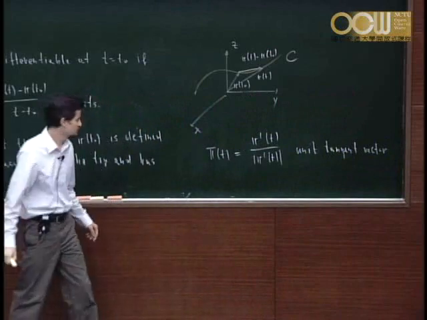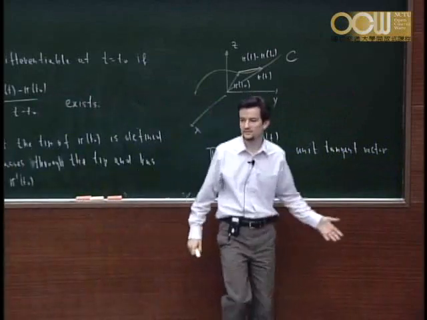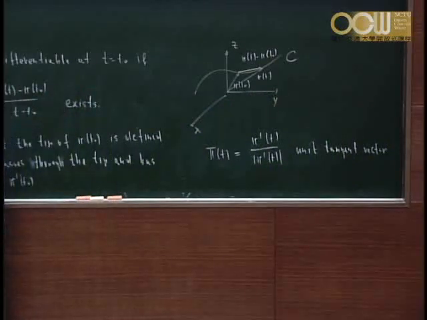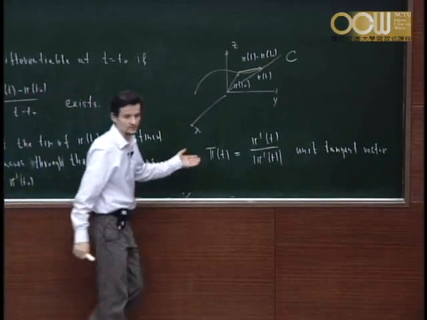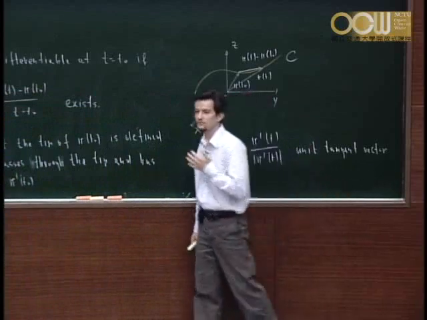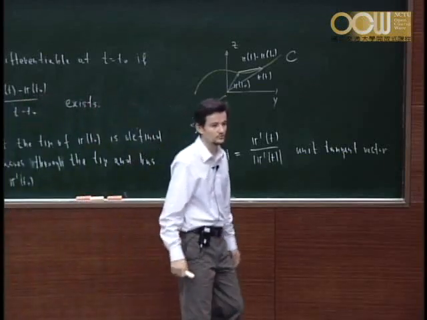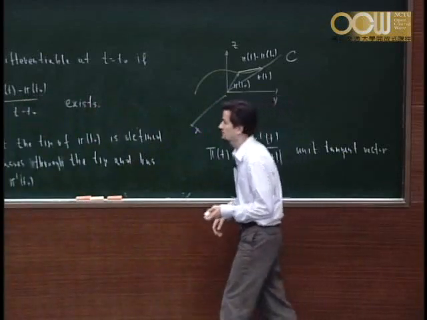But it's not necessary that the unit tangent vector exists, because it depends. If the derivative exists and it's not equal to 0, then the unit tangent vector exists, because the derivative can also be equal to 0. And such curves where the derivative exists but is not equal to 0 are called smooth curves, smooth space curves.